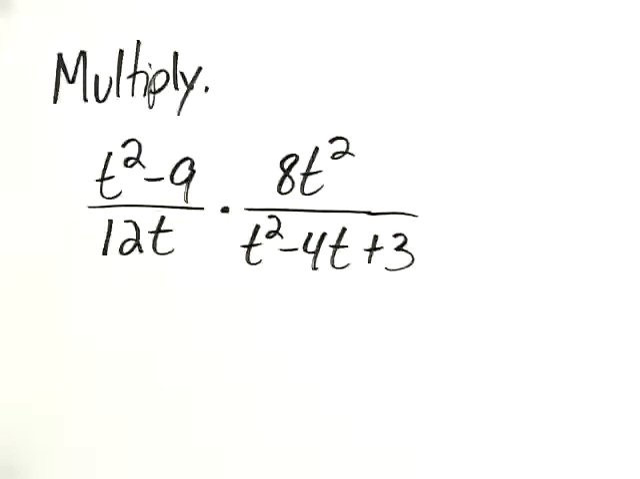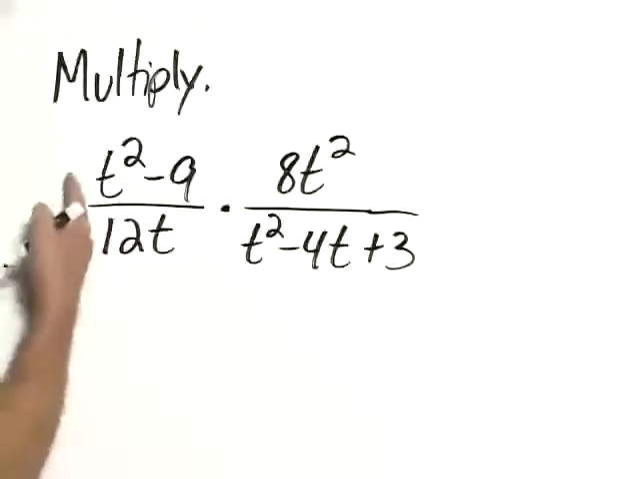In this next set of exercises, we'll be multiplying and dividing rational expressions. Multiply t squared minus 9 over 12t times 8t squared over t squared minus 4t plus 3.